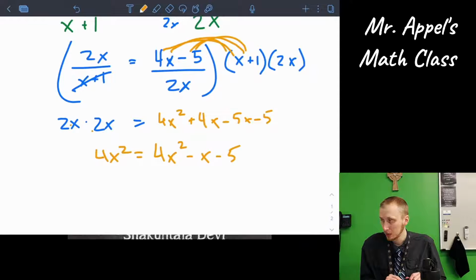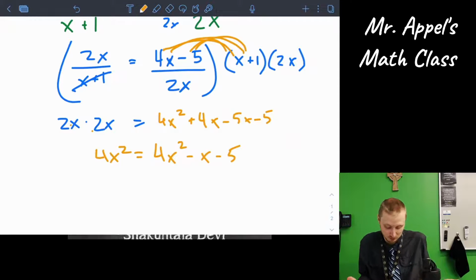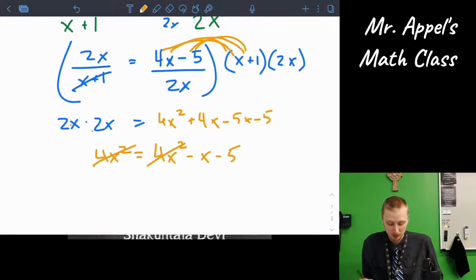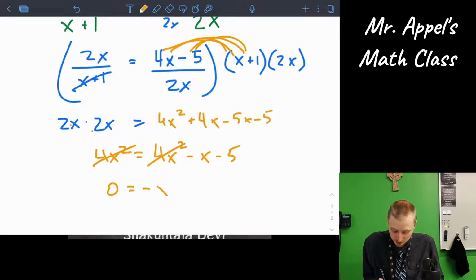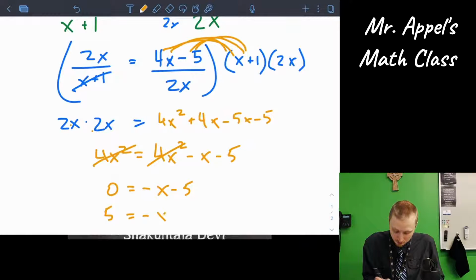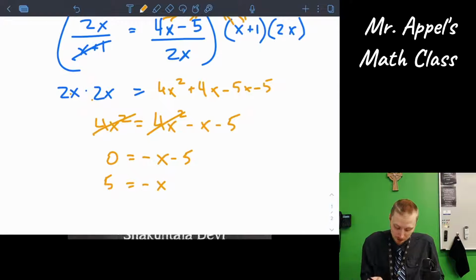Now what can we do? We can subtract 4x from both sides. That would leave us with 0 equals negative x minus 5. So let's add 5 to both sides. Divide by negative 1, so negative 5 equals x.